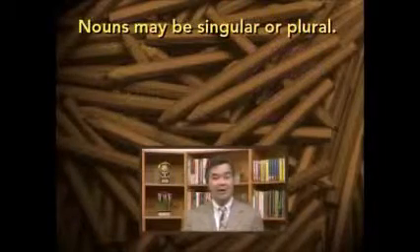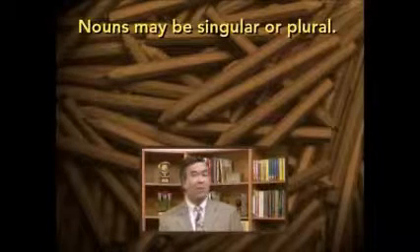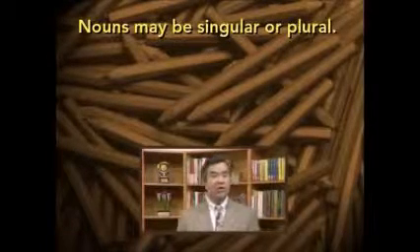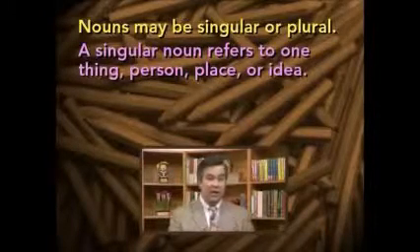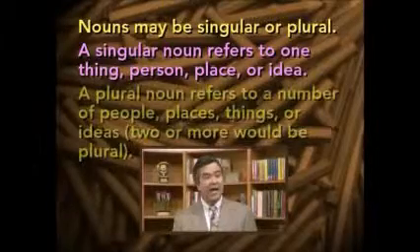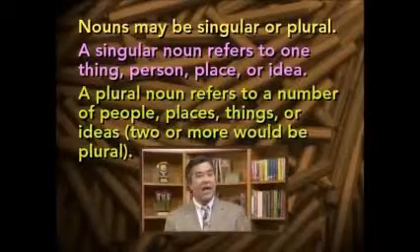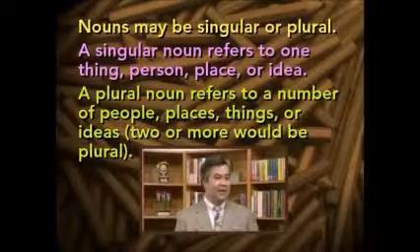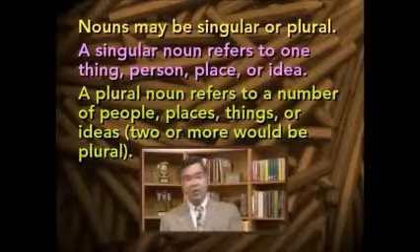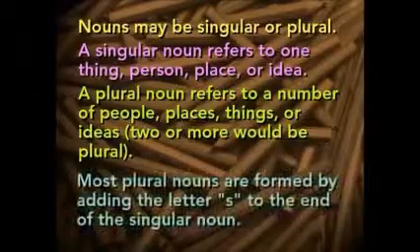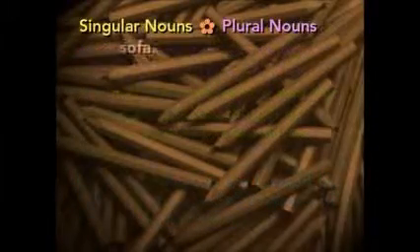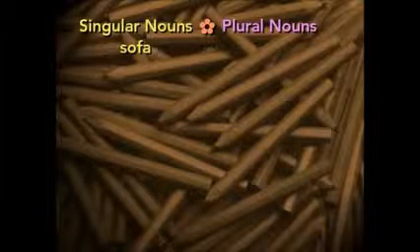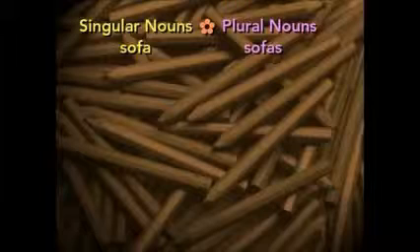One other thing to know about nouns is that nouns may be singular or plural. In English, we draw these two distinctions between a singular noun, which refers to one and only one thing, person, place, or idea, and a plural noun, which refers to a number of people, places, things, or ideas. Two or more would be plural. In English, most plural nouns are formed simply by adding the letter S to the end of the singular noun. So, for example, the common noun sofa would be made plural simply by adding an S at the end and turning it into sofas.